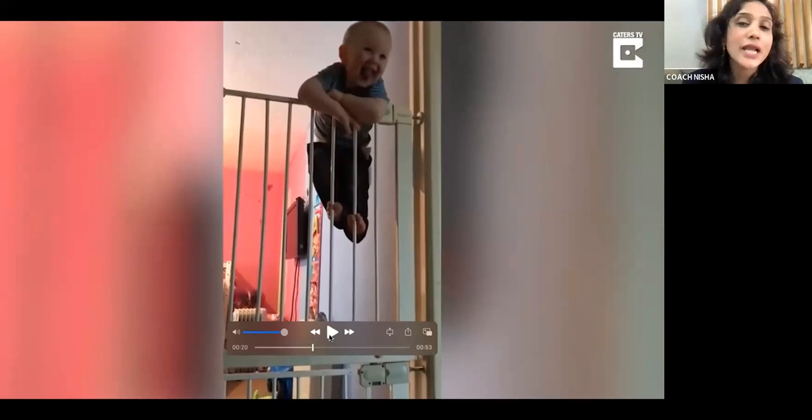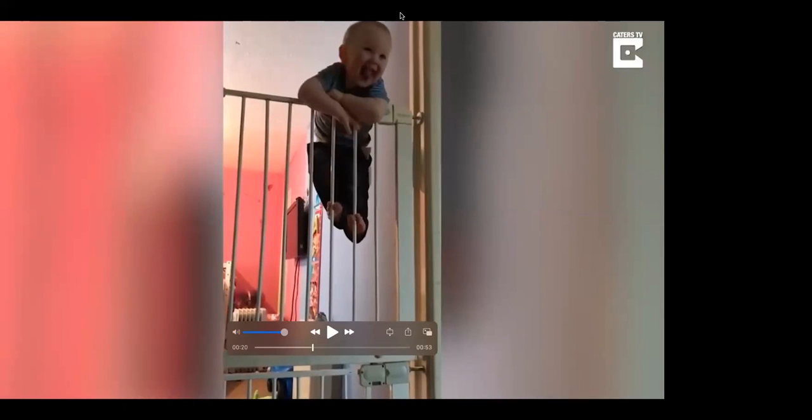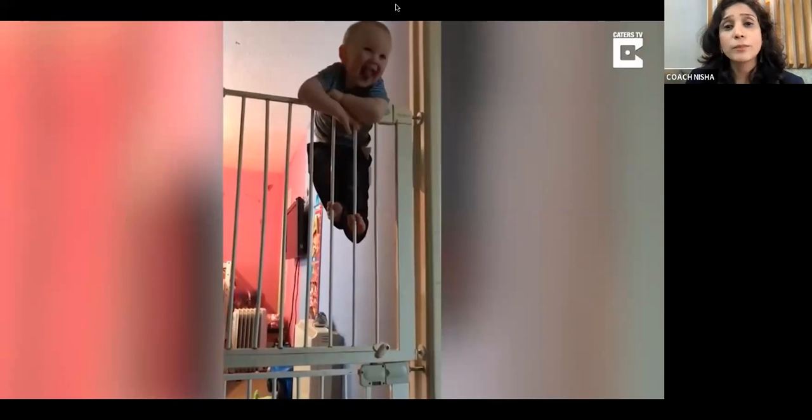Okay. Now, what do you think will happen next? So this long big gate out here is there to stop the baby from falling off. It's there to safeguard the baby, right? What do you think will happen next? Quickly tell me, what do you think will happen next?